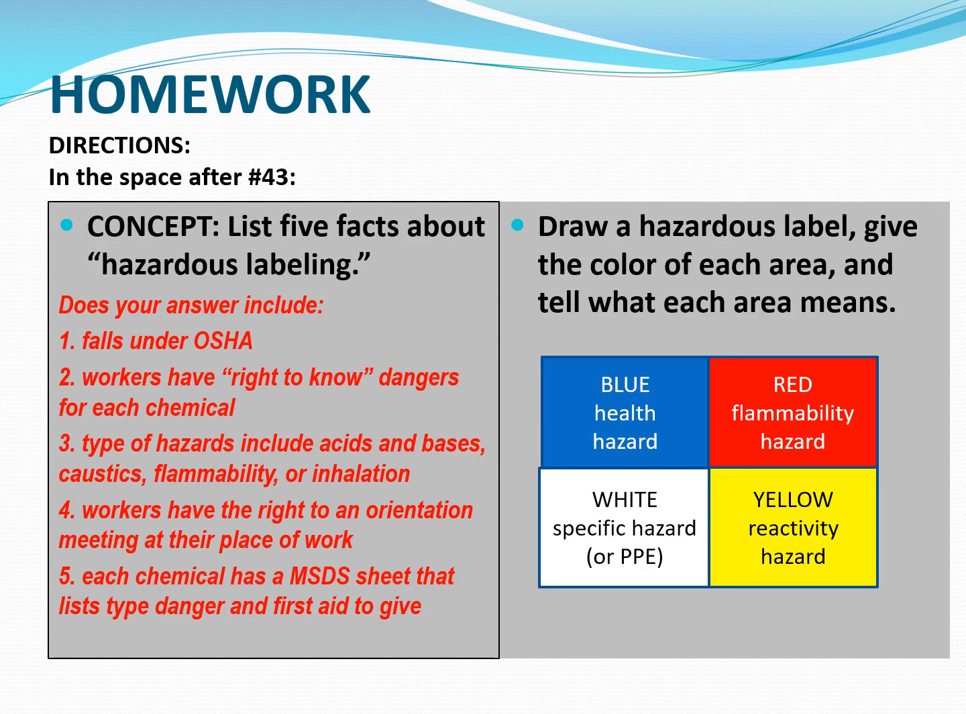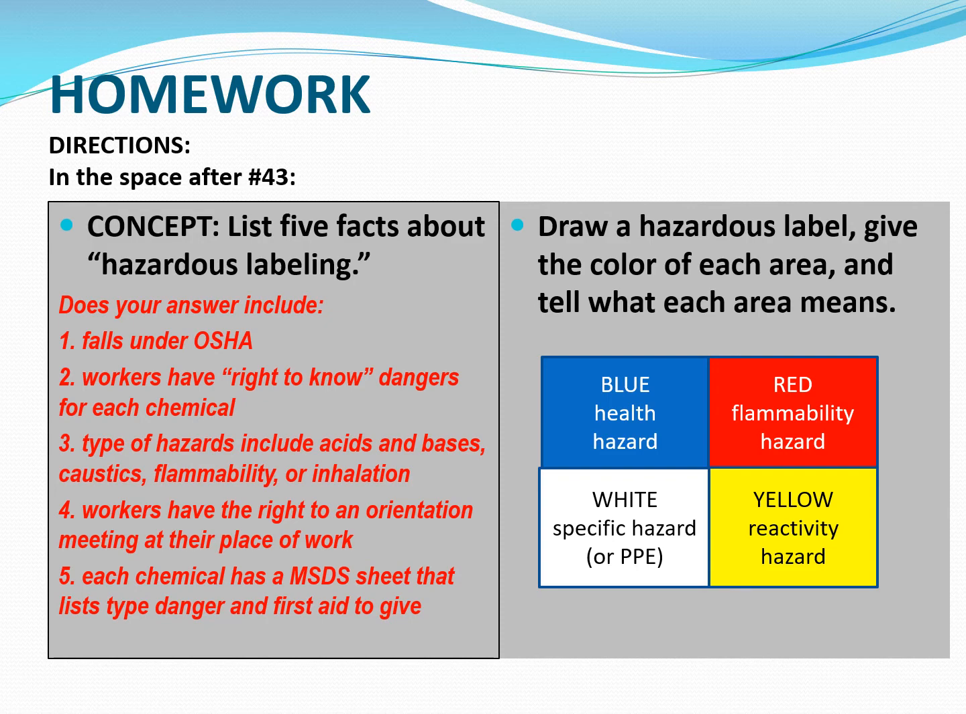So you want to make sure your answer contains the following, okay? You want to make sure you tell people that it falls under the federal agency OSHA, and that workers have a right to know about the dangers of each chemical. You want to talk about the types of hazards that include acids and bases, caustics, flammability, or inhalation. Workers have a right to an orientation meeting at their place of work, and each chemical has an MSDS sheet that lists the type of dangers and the first aid that needs to be given.